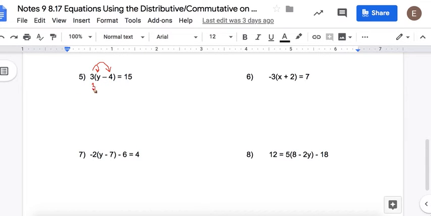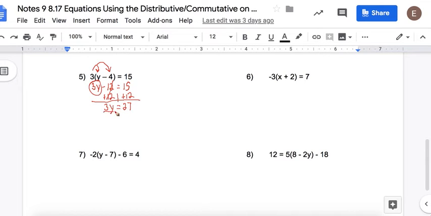So 3 times y is 3y. 3 times -4 is -12 equals 15. Circle your variable and draw your t. The opposite of subtracting 12 would be adding 12. -12 plus 12 is 0, so they cancel out. Bring down your 3y. 15 plus 12 is 27.